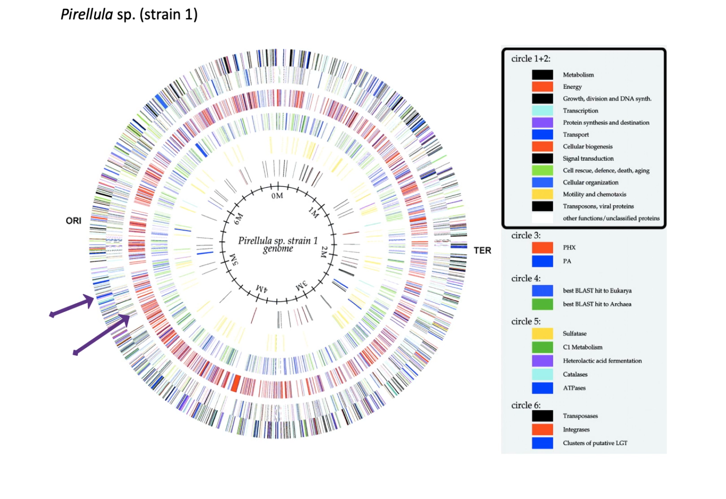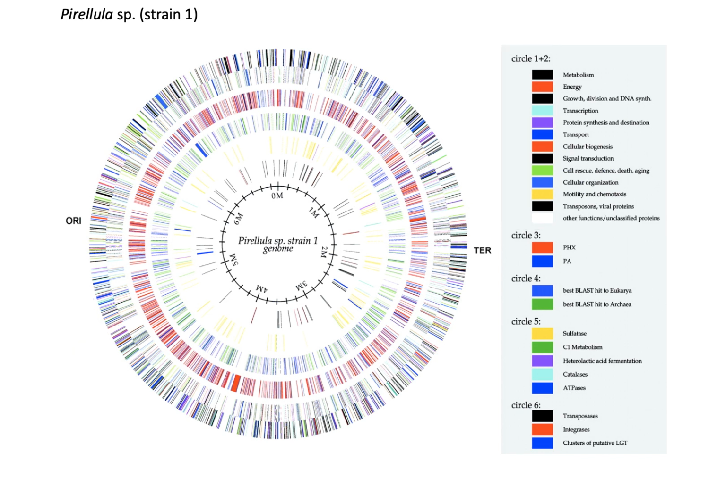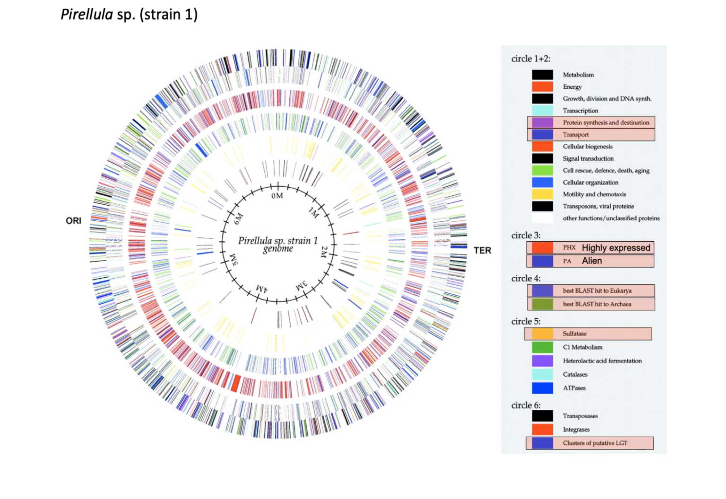So these outer two circles indicate the genes on one strand versus the other strand. So you can see they're quite packed together. And of particular note, you can see quite a few genes involved in protein synthesis and destination, as well as those involved in transport. And you might expect those in an organism that has many membrane-bound organelles within it.